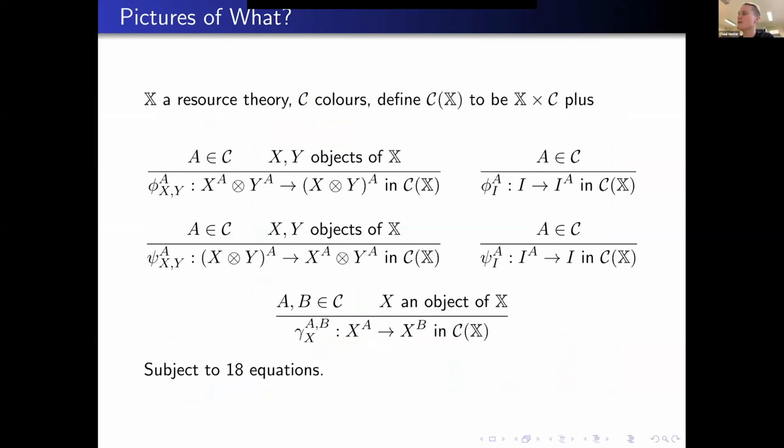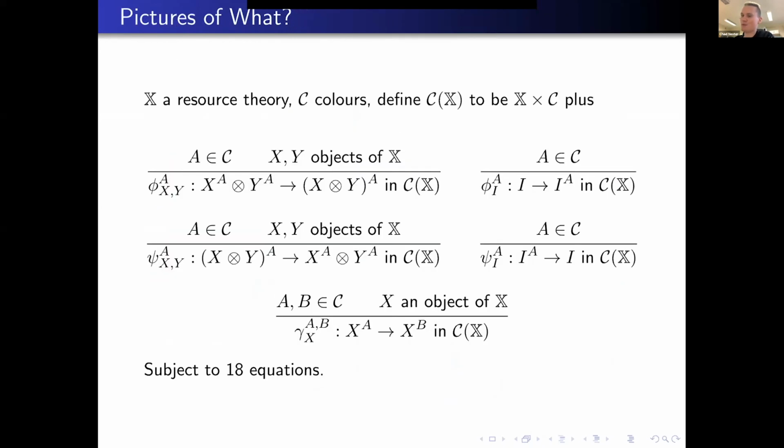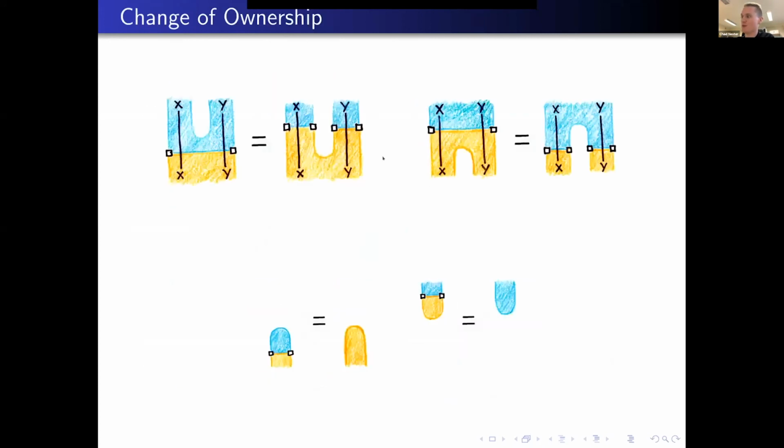I guess I have 5 minutes left, and we'll spend the rest of the talk talking a bit about more of the math. So we did this thing with all of these colors and all of these colored components. To be a bit more formal, we could also do this by asking for a resource theory, we'll call it X, just a symmetric monoidal category, a set C of colors, and we'll define colors of X, C of X, to be the free product category on X cross C, with some additional morphisms given here in sequent calculus form, subject to 18 equations, corresponding to all of these things I've been talking over for a while now.